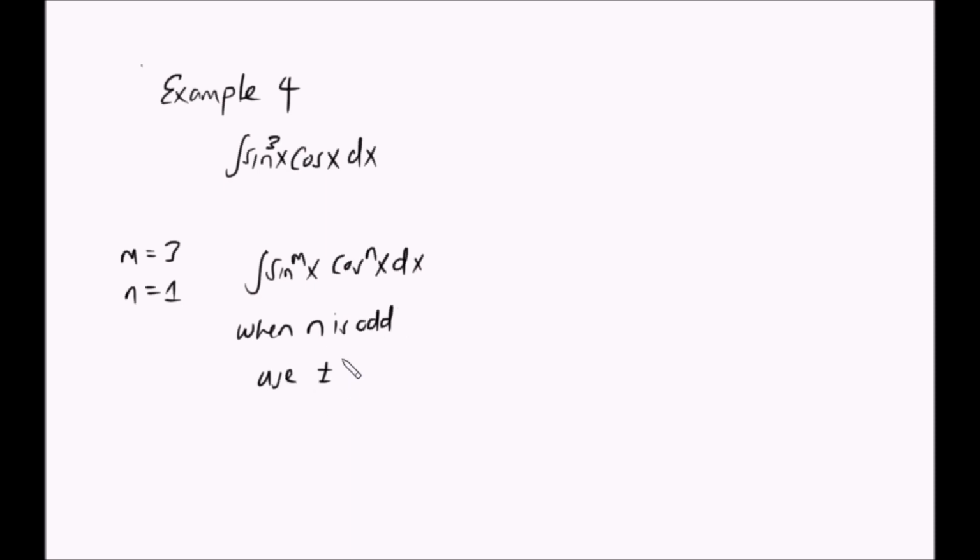So tulisema, you can see hapa m ni 3 na n ni 1. You can see m ni 3 na n ni 1. So zote mbili ni odd. It means I can either use ile niloitumia au I can use hii hapa. Tulisema kwamba if you encounter this kind of integral, so when n is odd sasa, okay? When n is odd, we're going to use t-substitution.